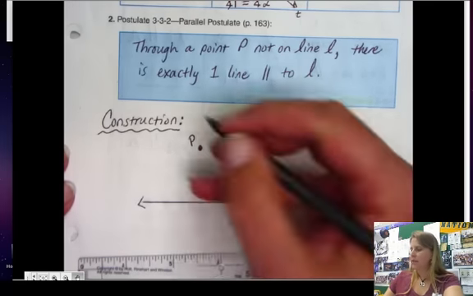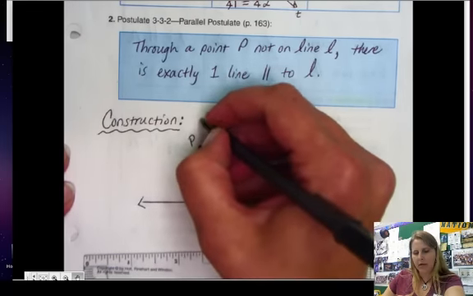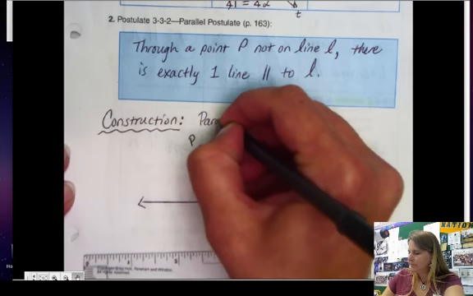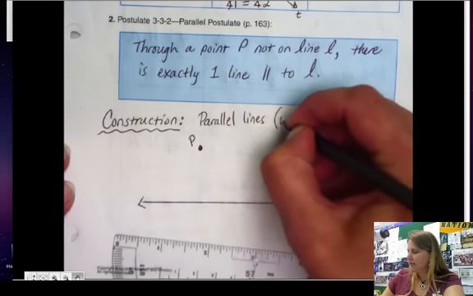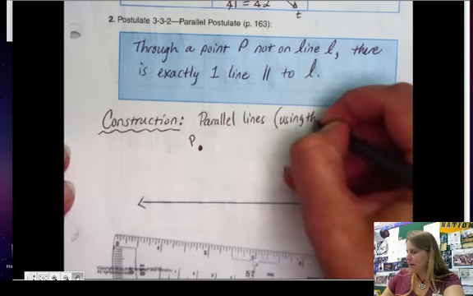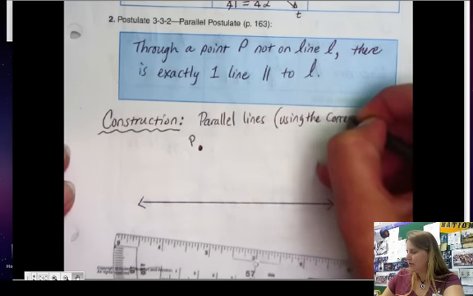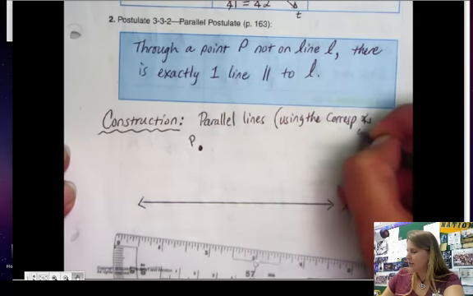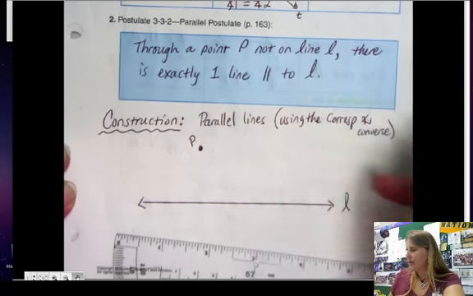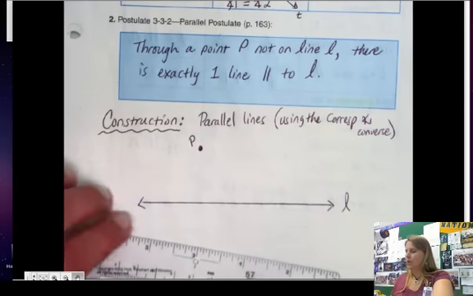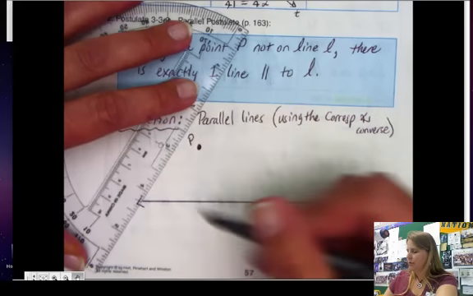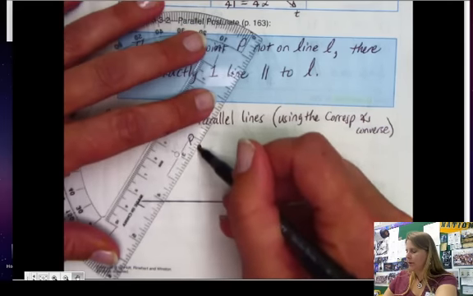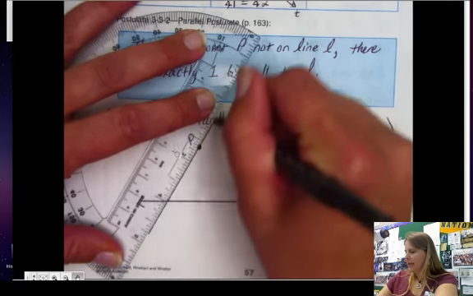We are going to be constructing parallel lines, and we're going to be using the corresponding angles converse theorem. Okay, and so first step is to draw a line intersecting with L through point P. So something like that.